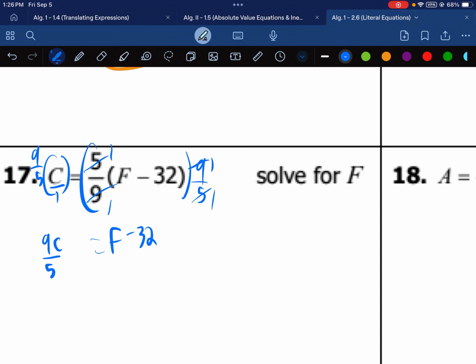I get 9c over 5, or 9 over 5c. Whether you put the c off to the side or on top of the fraction doesn't matter. It's the same thing because this is secretly c over 1, and so they multiply 9 times c and 5 times 1.